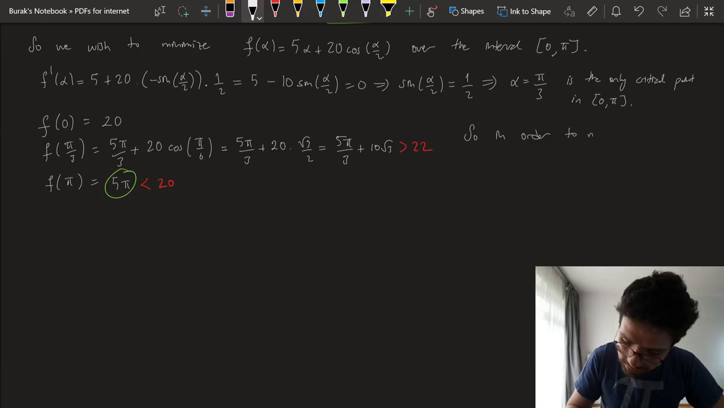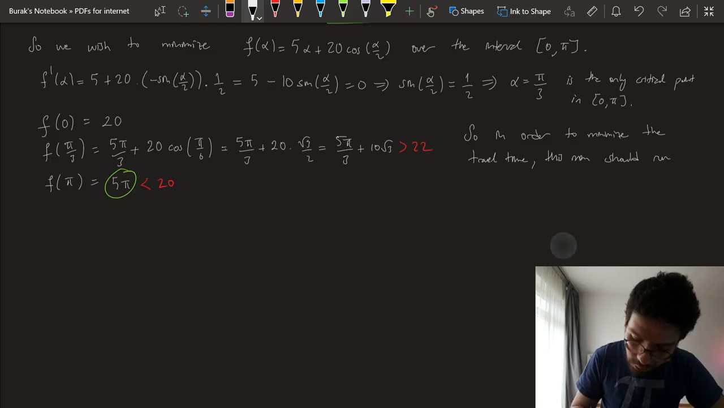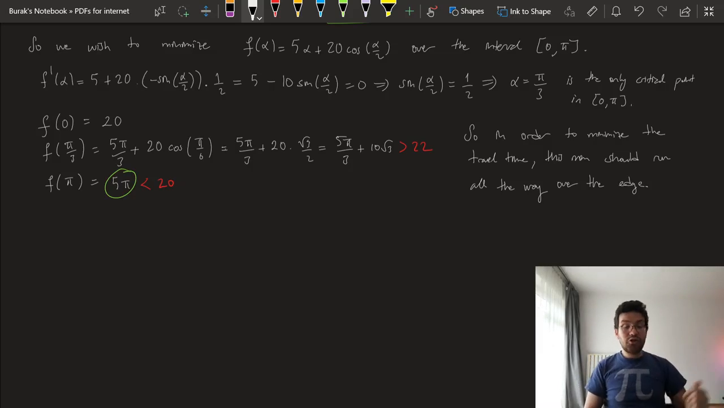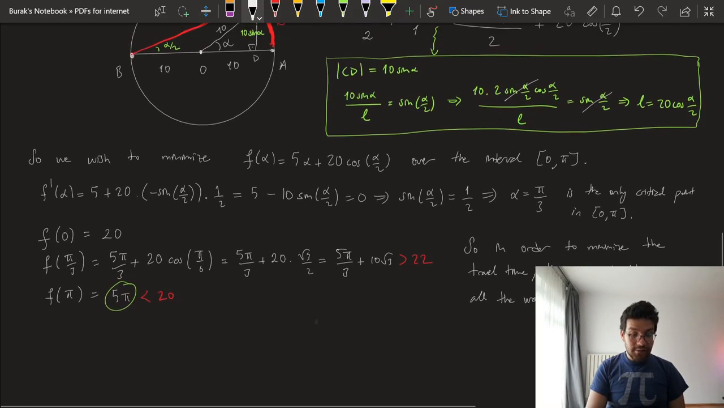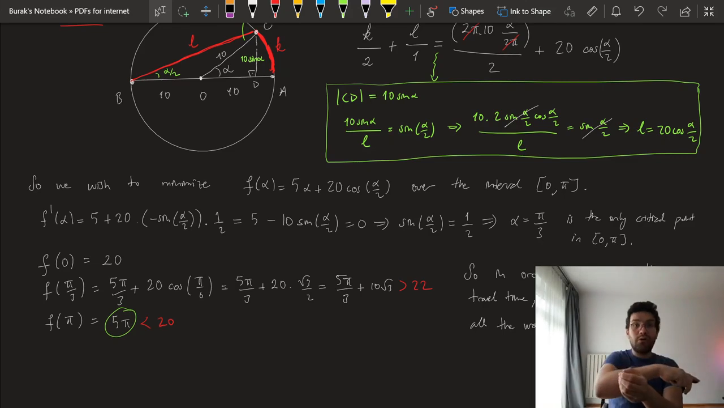In order to minimize the travel time, this man should run all the way over the edge. It turns out that he should just run all the way, because the alpha which minimizes this function turned out to be pi, which means that he should just run all the way.